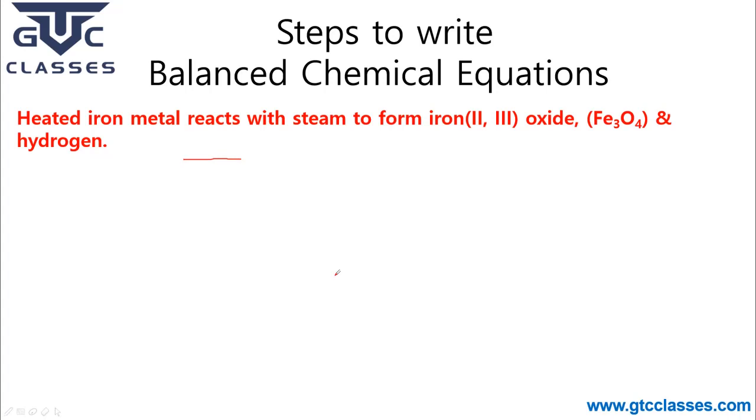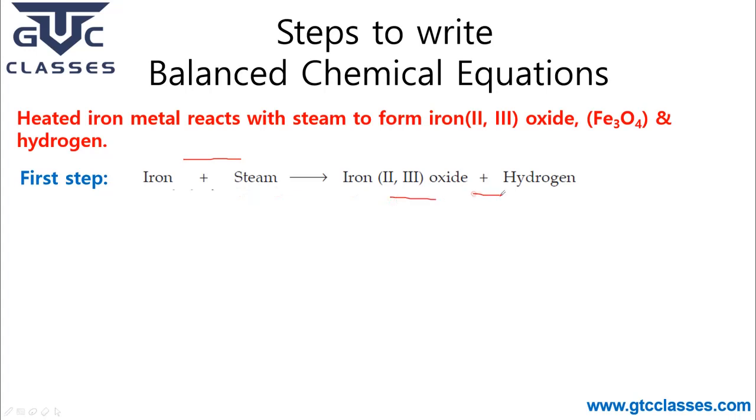Okay, so how will we do that? First we will write the word equation as per our learned process. So iron plus steam gives iron 2,3 oxide plus hydrogen. Second step, we will write the compound formulas. Iron we know is Fe, steam is water so we'll write H2O, then Fe3O4, and H2 is a gas.